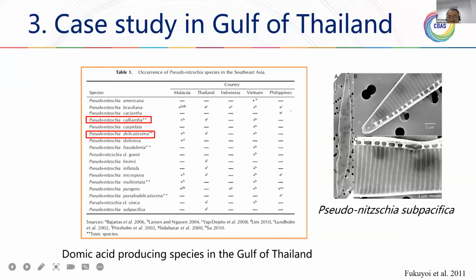So the right figure shows a non-toxic species, Pseudo-nitzschia subpacifica, reported in the Gulf of Thailand. Species of Pseudo-nitzschia are morphologically very similar, so only detailed study using TEM or molecular sequences can reliably distinguish them.